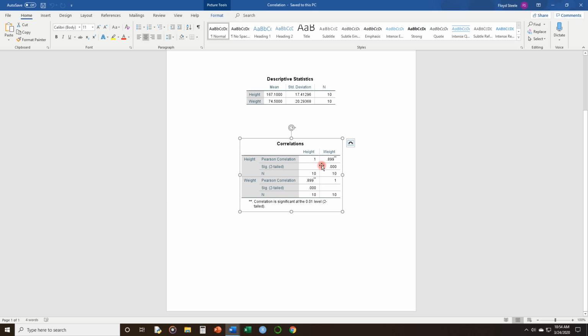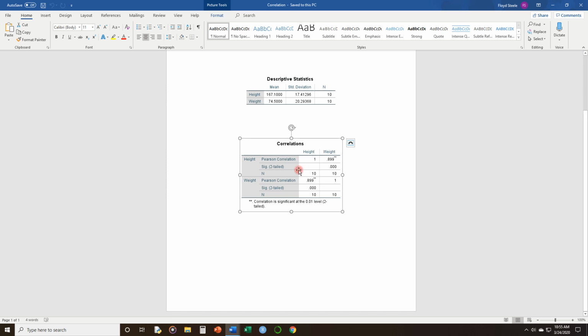You can see that this is 0.899, which is telling us that there's a very strong positive linear correlation going on here between height and weight. So in a linear fashion, as height increases, weight increases, and as height decreases, weight decreases. So they're increasing and decreasing together in a similar way, and that's what's making it a strong positive linear correlation.